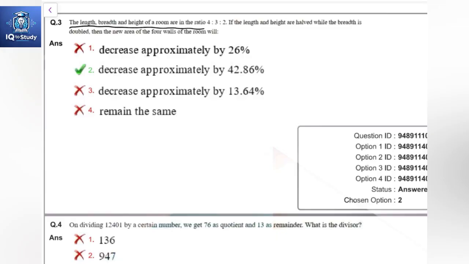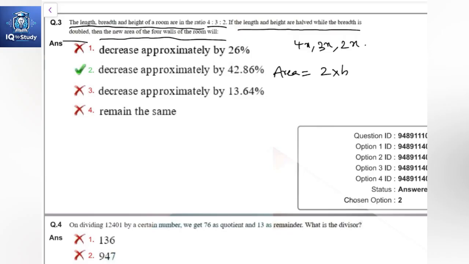The length, breadth, and height of a room are in the ratio 4:3:2. If the length and height are halved while the breadth is doubled, then the new area of 4 walls of the room will be? Given the dimensions of length, breadth, and height are 4x, 3x, and 2x. We know that the area of 4 walls of a room is equal to 2 into h into (L plus b). That is equal to 2 into 2x into (4x plus 3x), which is equal to 28x square.